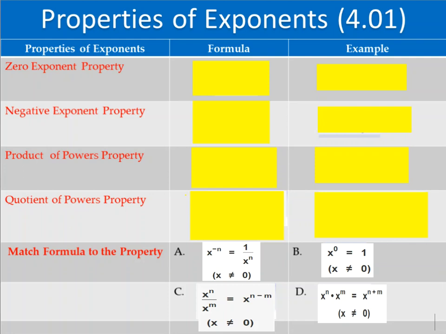So here are the first four, and if you take a look at the bottom here, there's four choices to pick from. So what I want you to do is take a look at these four and kind of guess what you think the answer will be depending on the one that I'm talking about. So let's take a look at the zero exponent property first. Go ahead and pause this video and guess if you think it's A, B, C, or D.